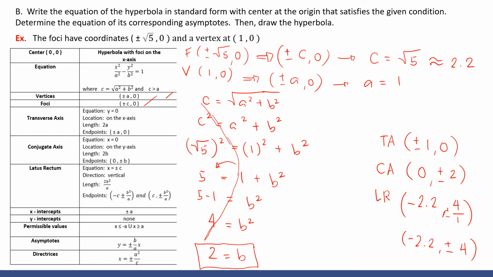So the problem asks you to determine the equation of its corresponding asymptotes. Ibig sabihin, for the asymptotes, ay meron ka lang equation na y equals plus minus b over a. So that is 2 over 1, or simply 2, and then x. So this will be your equation for your asymptote.